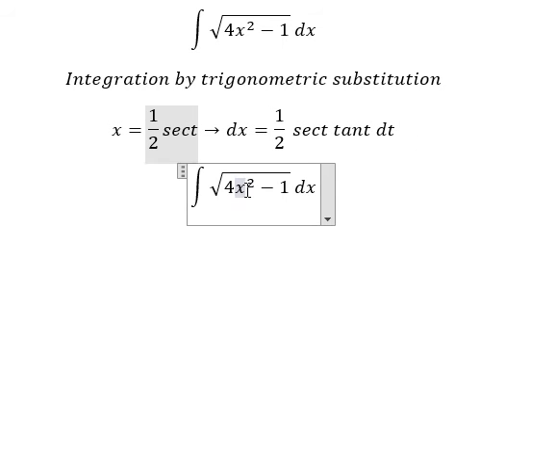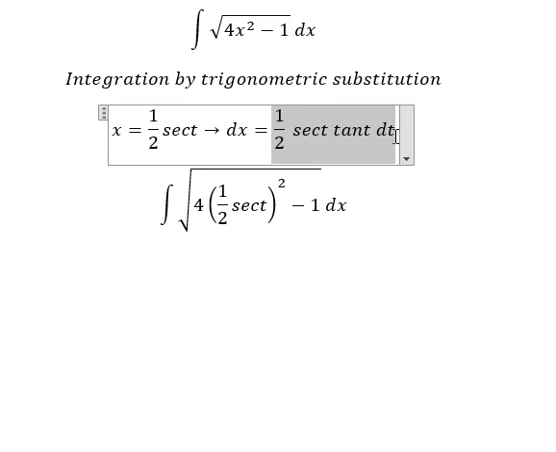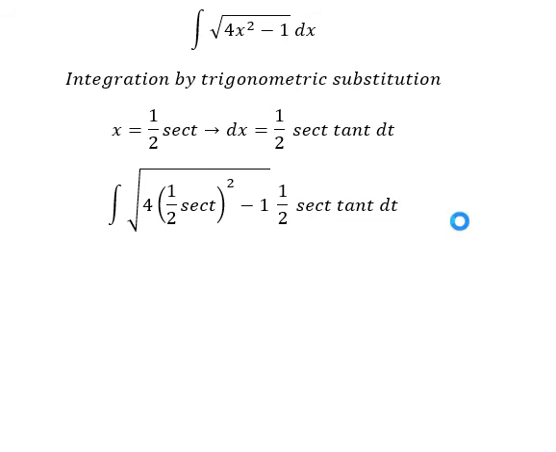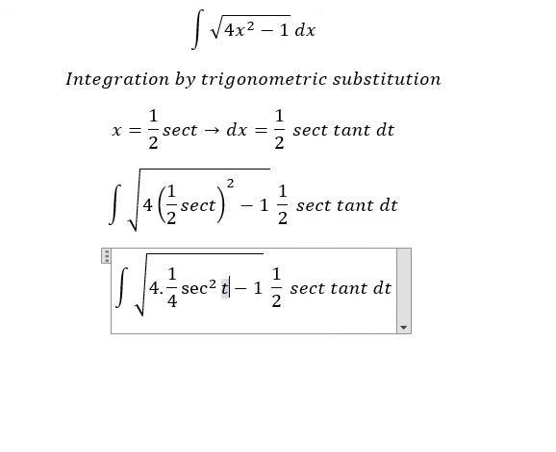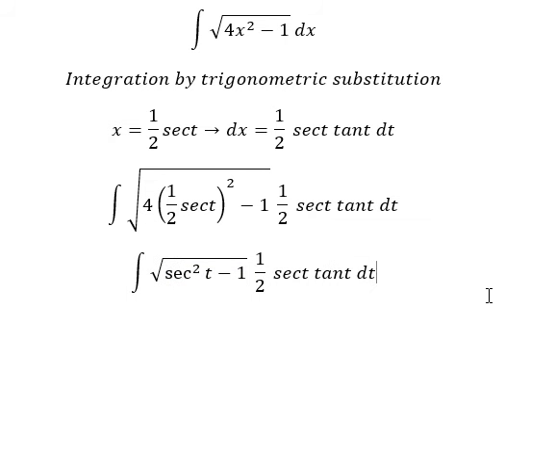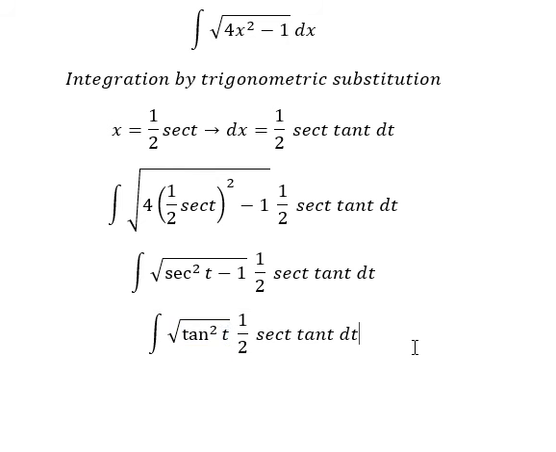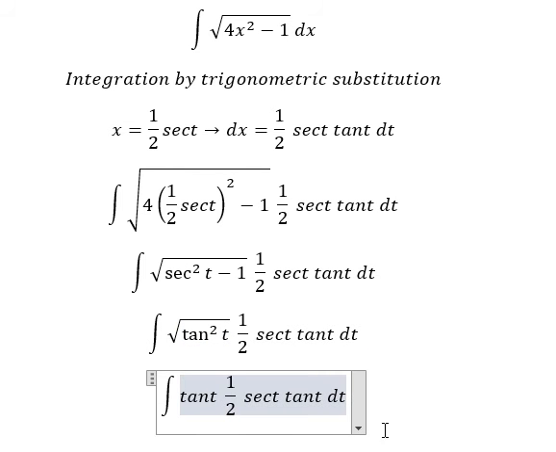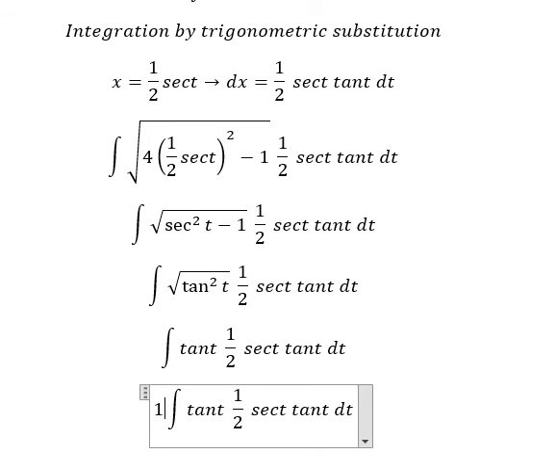So this one we put in here. ds, we change for this one. So this one we have 1 over 4 secant of t square. Number 4, they cancel. Secant of t square minus 1, we change for tan t square. The square root of tan t square, we change for tan t. So we put 1 over 2 outside.